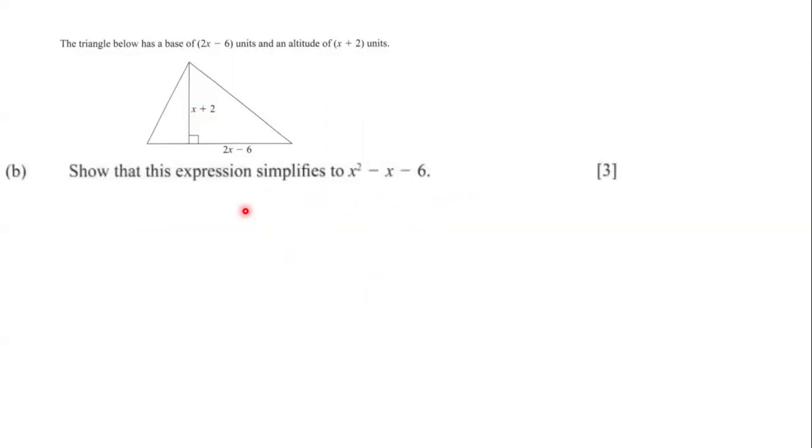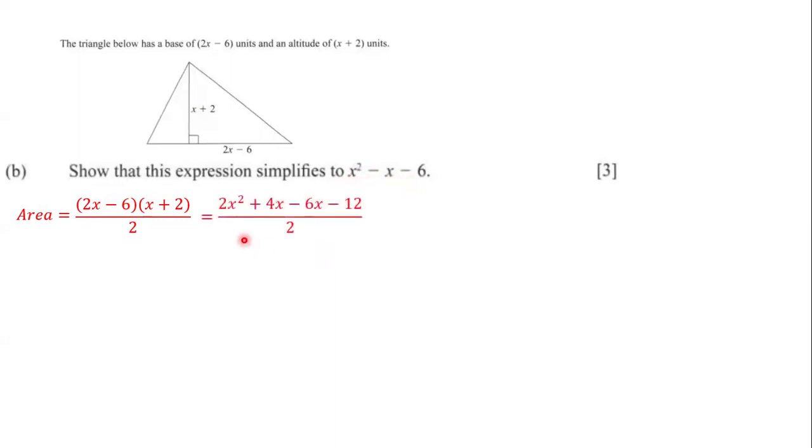Next, it says, show that this expression simplifies to x squared minus x minus 6. And so we have this expression for the area, which is the base, 2x minus 6, multiplied by the height, which is x plus 2, all over 2. And we have to take that expression and simplify it and show that it simplifies to x squared minus x minus 6.